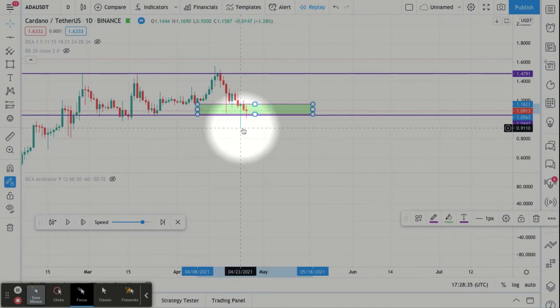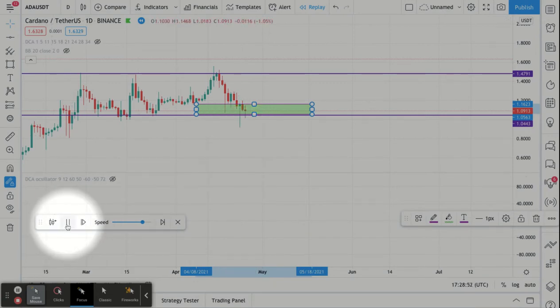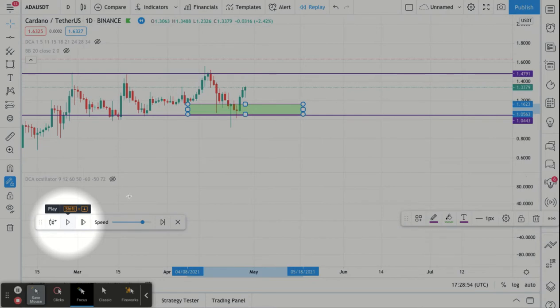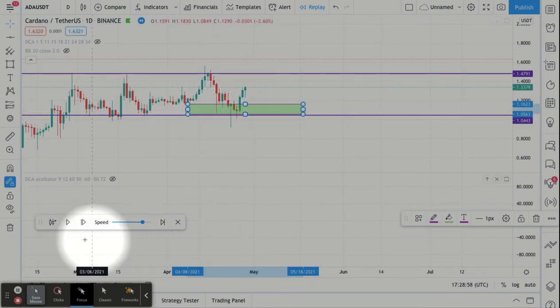It comes all the way down there, but it doesn't close below our floor. And that's key. You want to make sure that it is closing. Okay, it can wick down all you want, but until it really closes, nothing is for sure confirmed. All right. So then it comes down, it closes a little bit above, and then it starts bouncing. It starts bouncing back up.